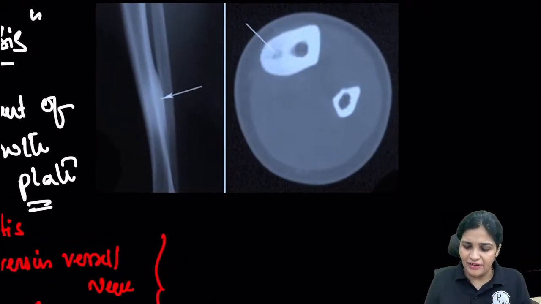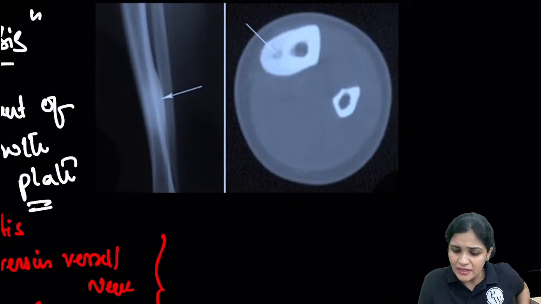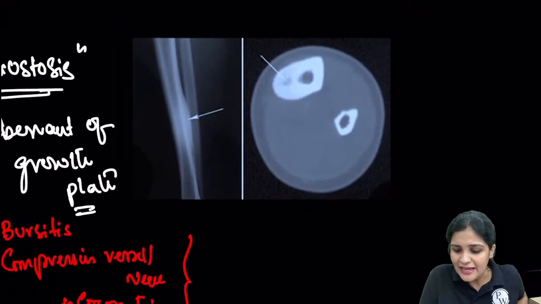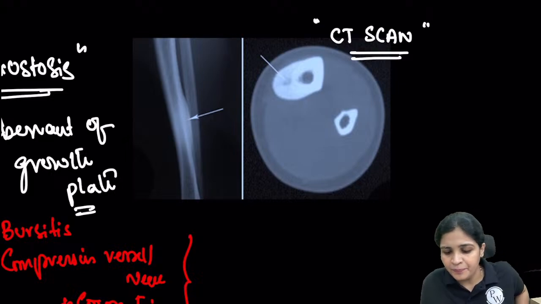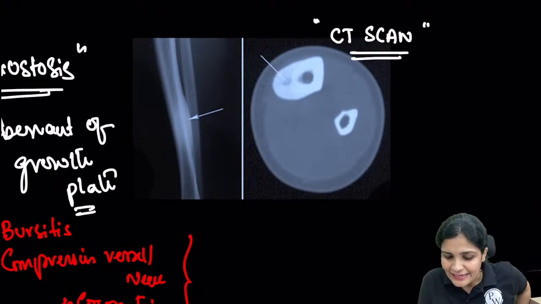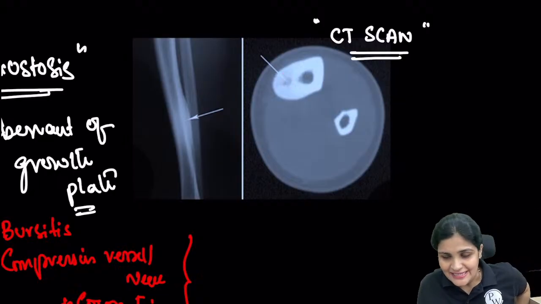Whenever you see this particular X-ray, you see nothing specific here. What you actually see is some sclerosis over that. But what is important here? What is this investigation which I'm showing on the other side? This is a CT scan, right? And what are you seeing on the CT scan? There is a nidus, if you can observe. So this is the nidus I'm seeing on the CT scan, right?